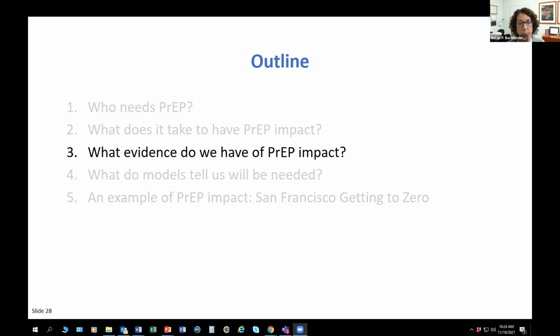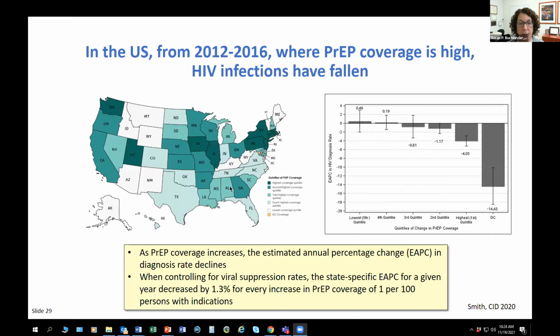So what evidence do we have of PrEP impact at a population level? Well, we've got some good data from the United States. These are data from Don Smith at the CDC, in which they looked at the amount of PrEP scale up by state, and they divided the states into quintiles, so 10 states per batch. This is the highest quintile that had the largest PrEP scale up compared to the lowest PrEP scale up. And this is Washington, D.C. What you can see is that the ones that had the largest PrEP scale up had the largest estimated annual percentage change in diagnosis rate. So they had the biggest decline in new diagnoses, Washington, D.C., and then the 10 states in the highest quintile. And you can see this relationship where the group with the lowest rate of PrEP uptake actually had an increase in the number of new infections.